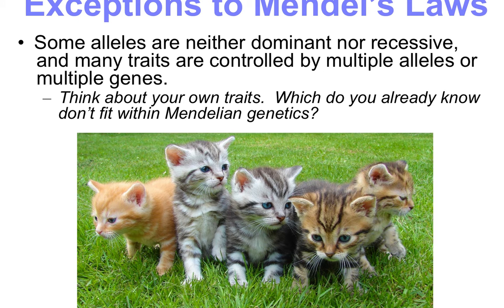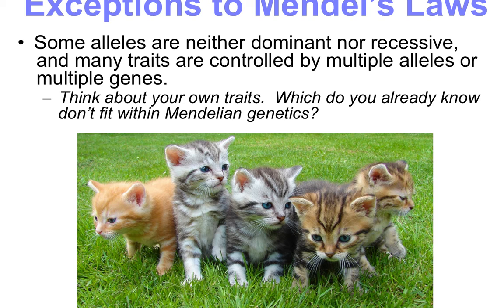There's exceptions to Mendel's law. So some of those alleles are neither dominant nor recessive, and many traits are controlled by multiple different alleles. In other words, multiple genes control traits. You would expect that, right? Life is complicated, and so is our DNA. So if you think about your own traits, which ones do you already know that don't fit within Mendelian genetics?